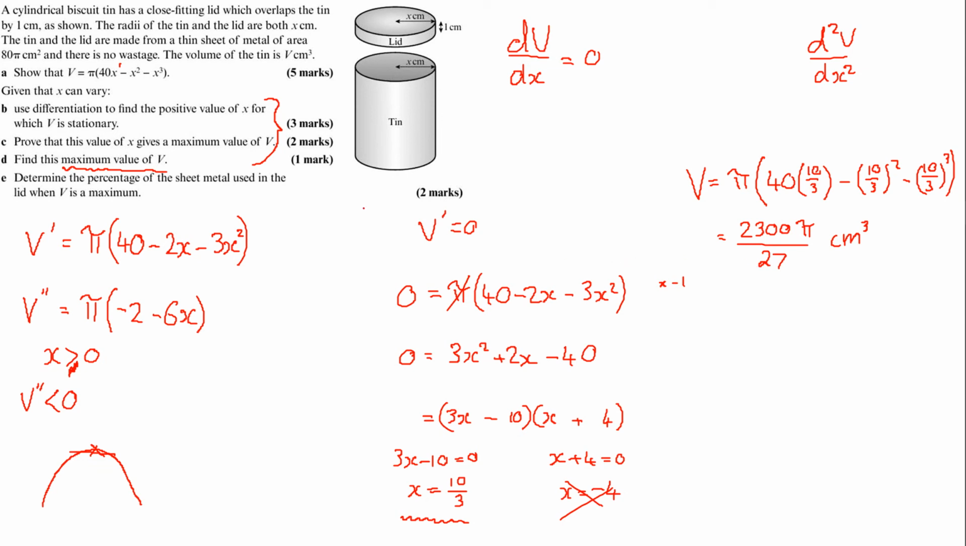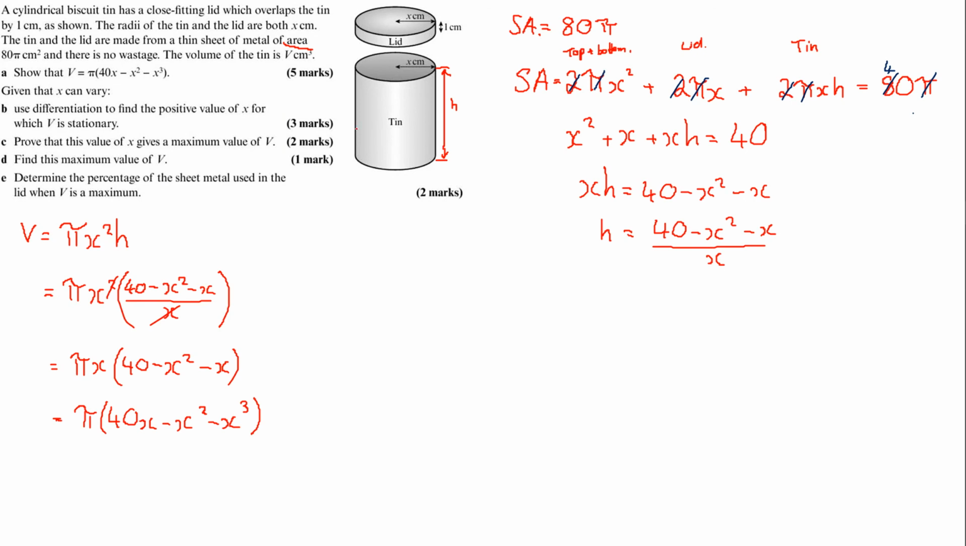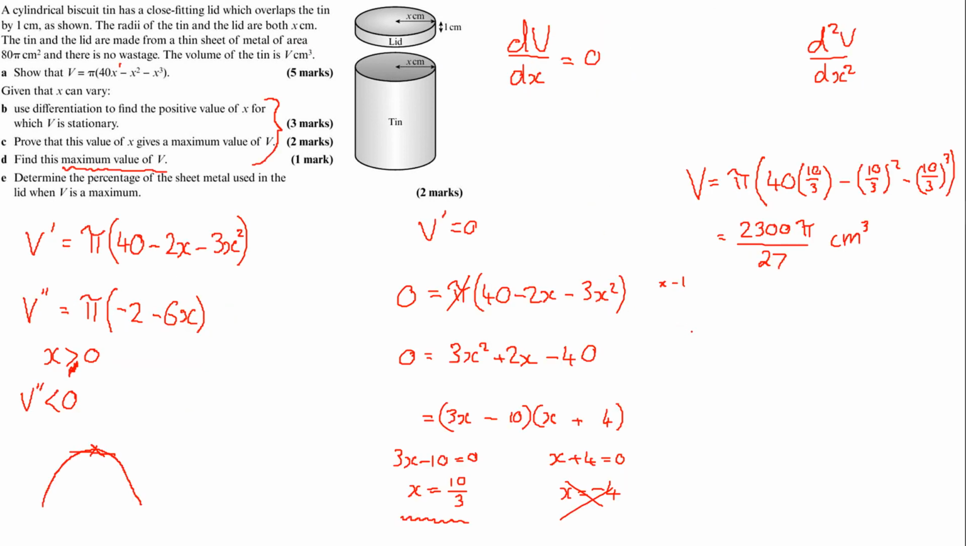Last question. Determine the percentage of the sheet metal used in the lid when V is a maximum. So that means that we just want to find out the amount of sheet metal here. Now, if you go back to the previous slide, we had an expression for the lid here, and it's just another circle. So that's what we're going to do.